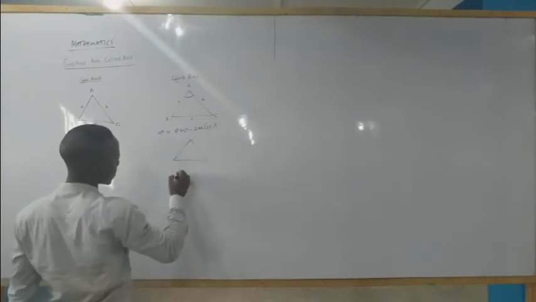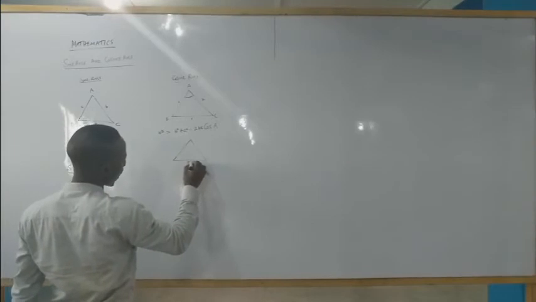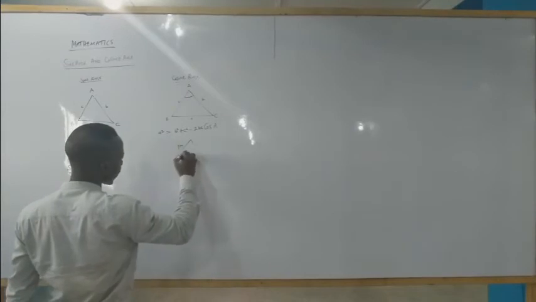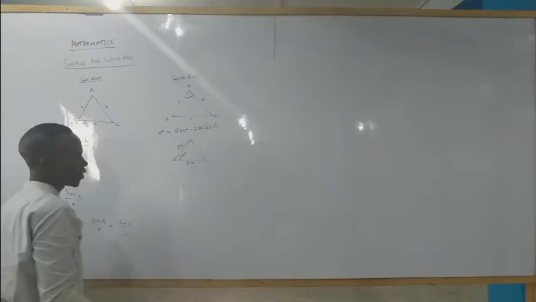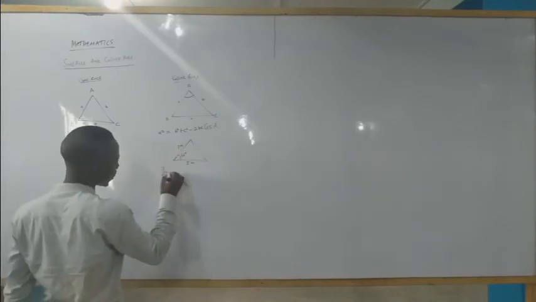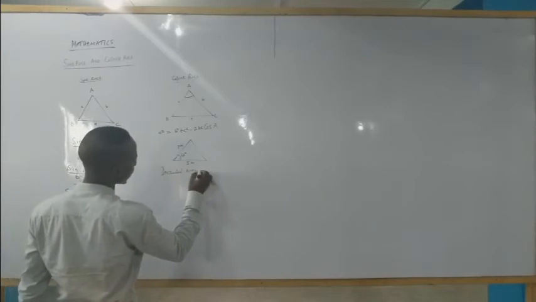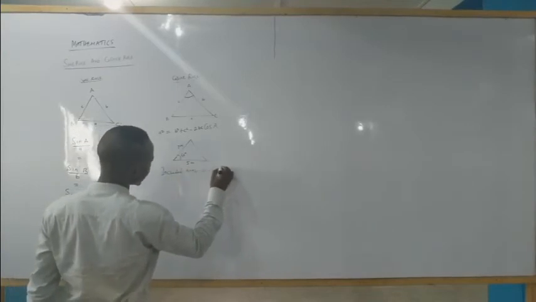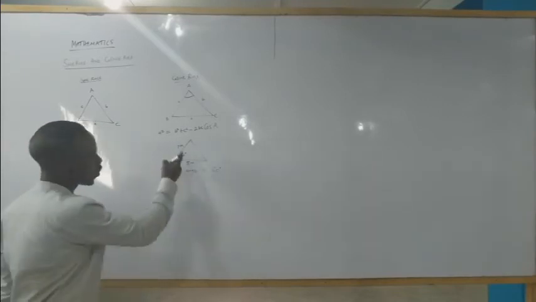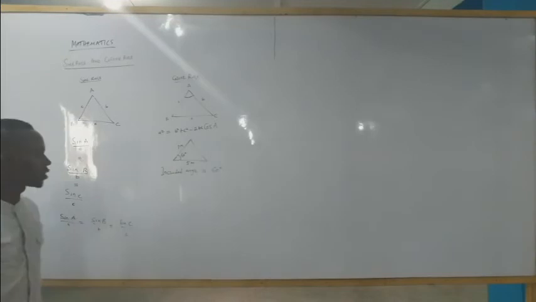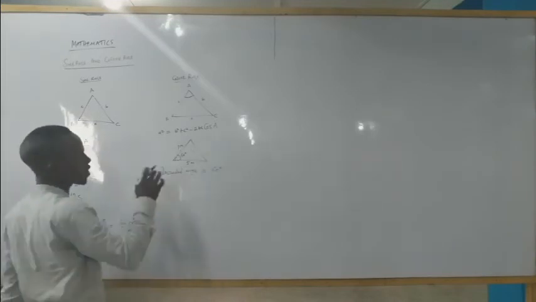This one is 5 meter, this one is 7 meter, and they are given the angle here, 60 degrees. Meaning that the included angle is what? 60 degrees. That's the angle between the two given sides. That's 60 degrees. So that's what we are saying from here.